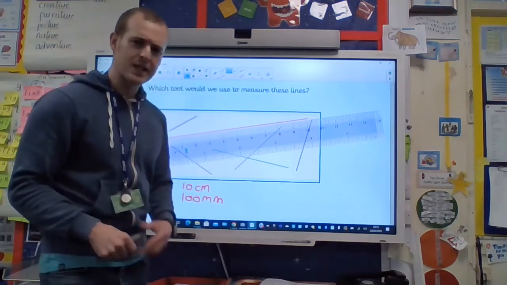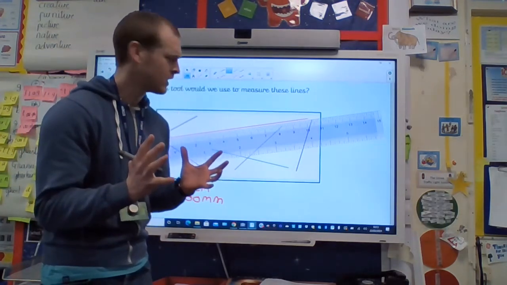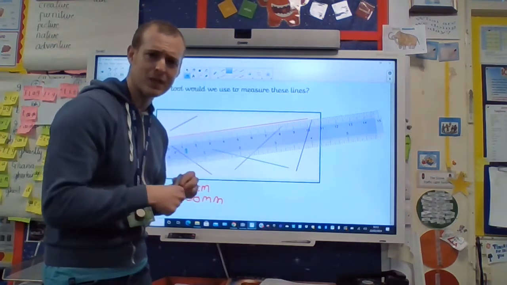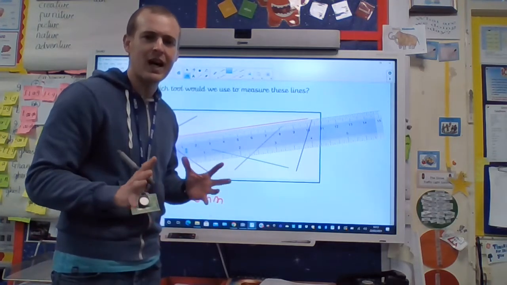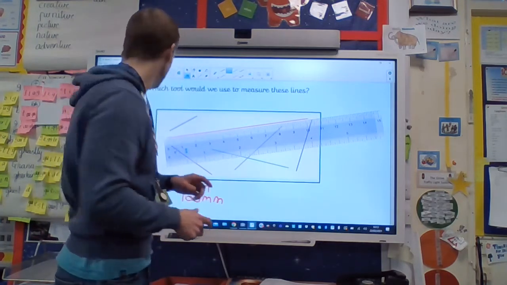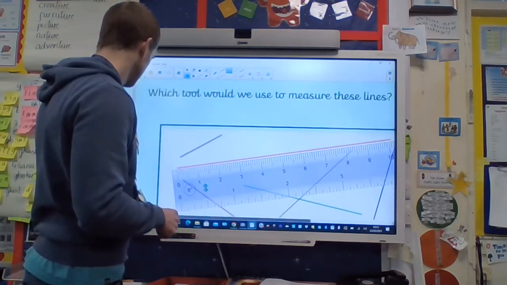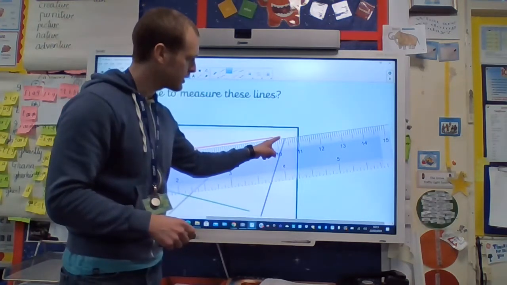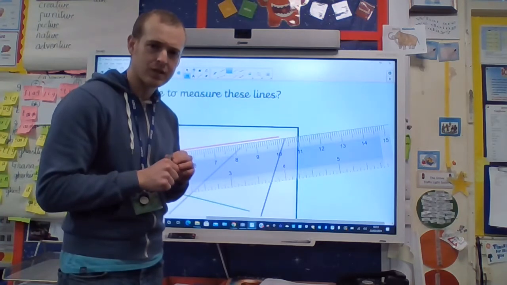Now then, you might be thinking, Mr. Cotter, but you like to be really accurate with your measuring. And I can see that the line goes past 10 centimetres. So let's zoom right in and let's see if we can make a really accurate amount. Let's see. Zoom in. Okay, good. Ooh, we can see that it's just past 10 centimetres.